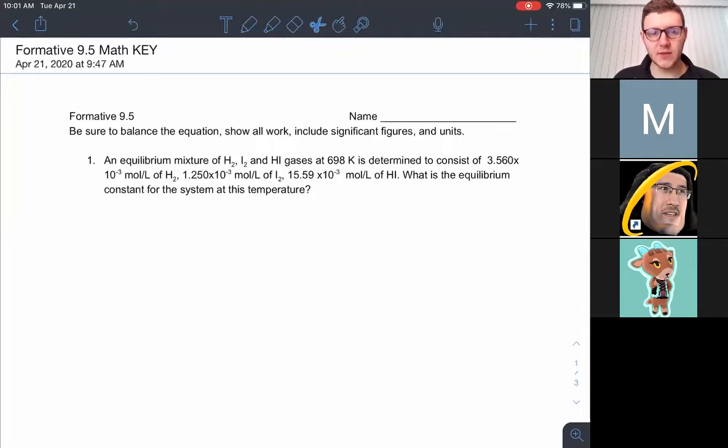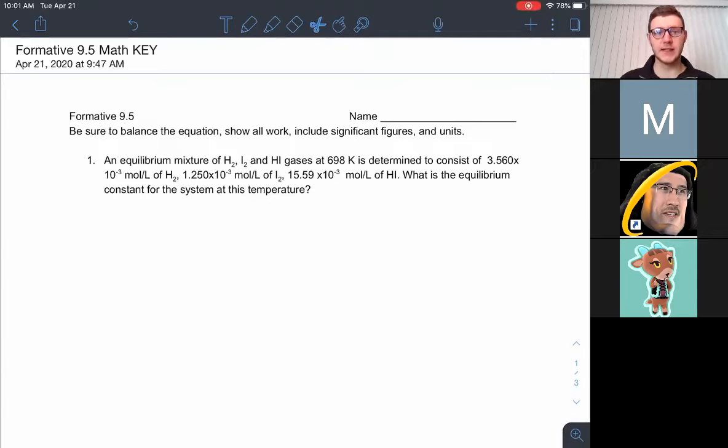So it says that an equilibrium mixture of hydrogen, iodine, and HI gases at 698 Kelvin is determined to have a concentration of 3.5 times 10 to the negative third moles per liter of hydrogen, 1.250 times 10 to the negative third moles per liter of iodine, and 15.59 times 10 to the negative third moles per liter of HI. What is the equilibrium constant for the system at this temperature?